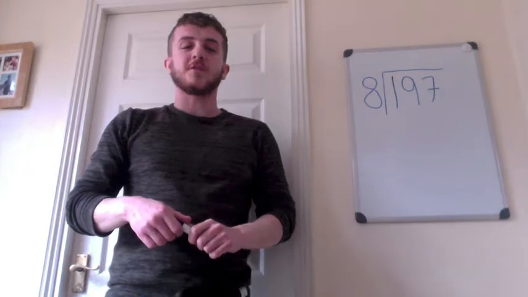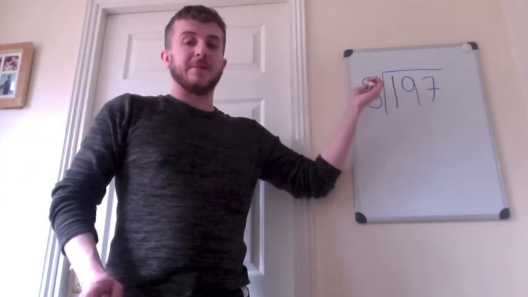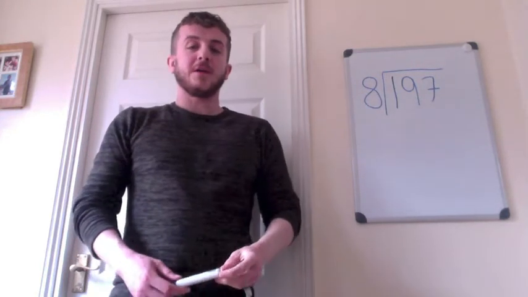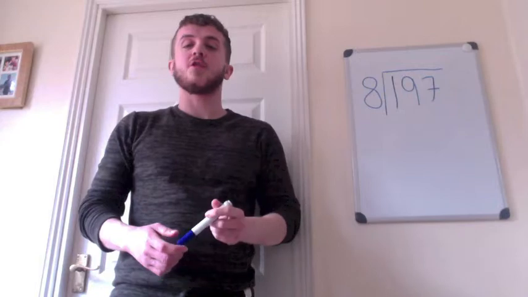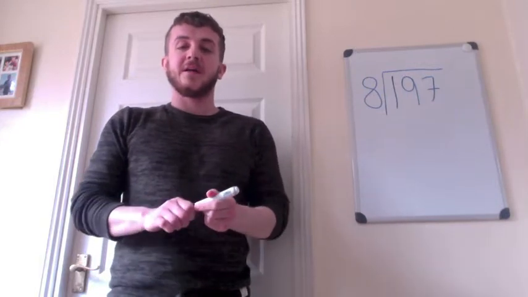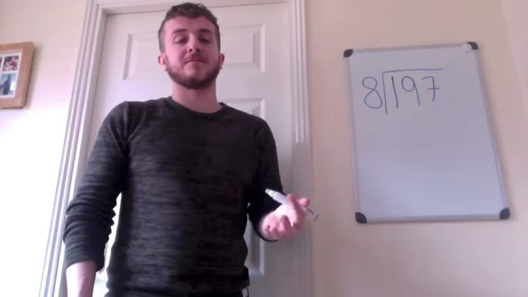On to question number 2. 197 divided by 8. Just like we did before, we're going to calculate this like we usually would in any short division question we might get. So we'll start off first with looking at how many 8s go into 1. Again, 0.